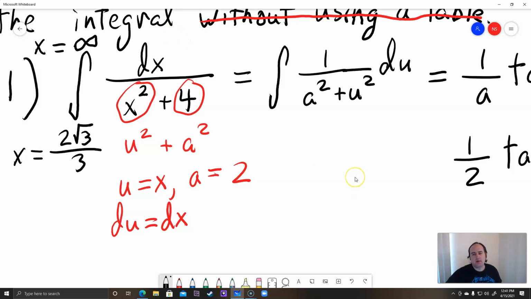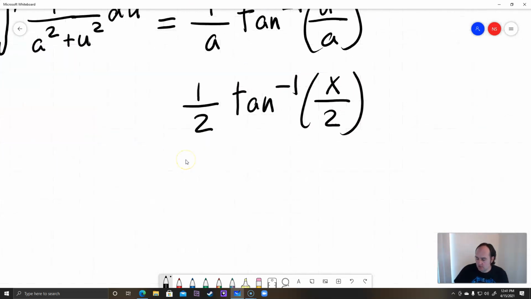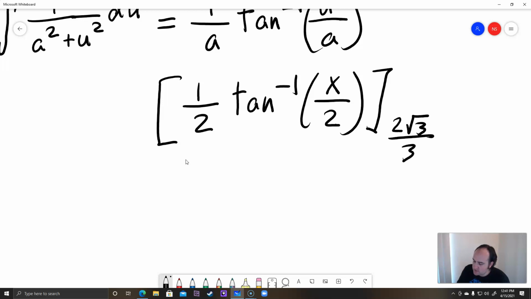So now here's the interesting part. At the very end here, we're going from x equals 2 root 3 over 3 to infinity. And the thing is, you can't really plug in infinity, or at least you're not supposed to. Some people do it anyways, and it usually works okay. But I'm going to teach you the correct way to do it, just so that we know the correct way. So the correct way to do it is instead of writing infinity here, we're actually going to write it as a limit.